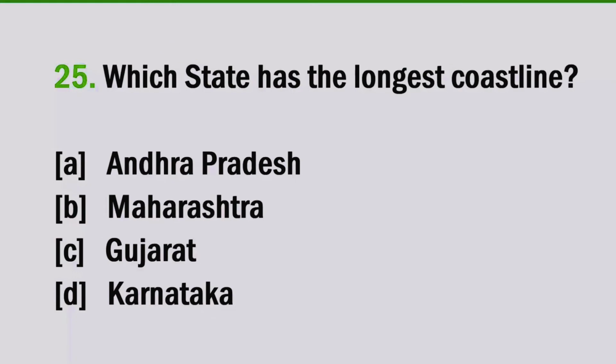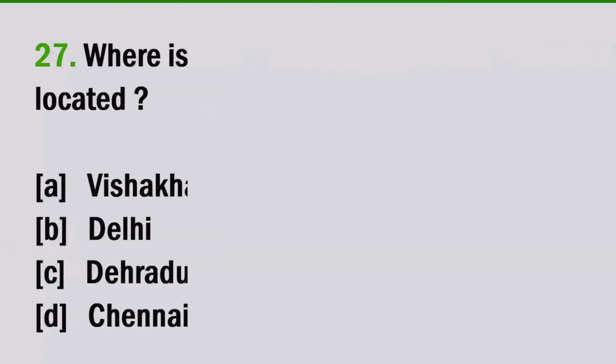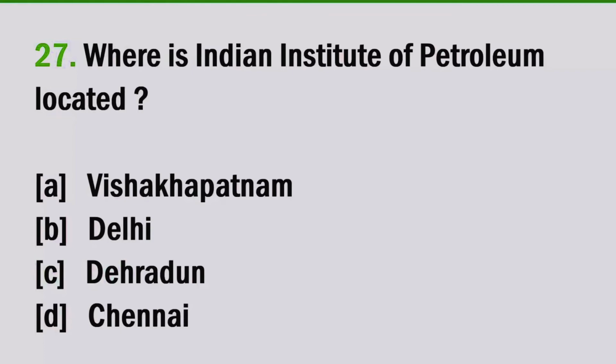Which state has the longest coastline? Answer C. Gujarat. Where is the headquarters of the Botanical Survey of India located? Answer C. Kolkata. Where is Indian Institute of Petroleum located? Answer C. Dehradun.